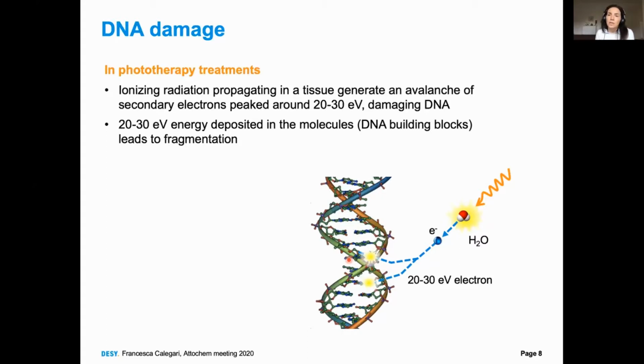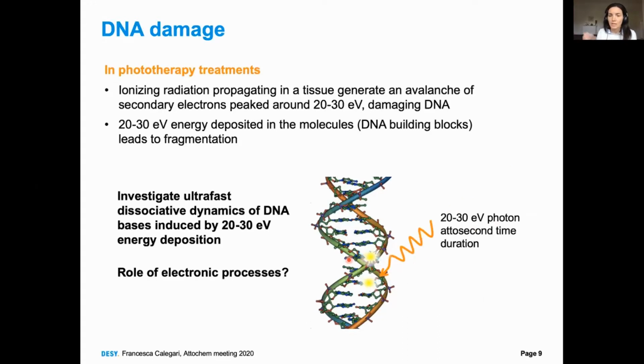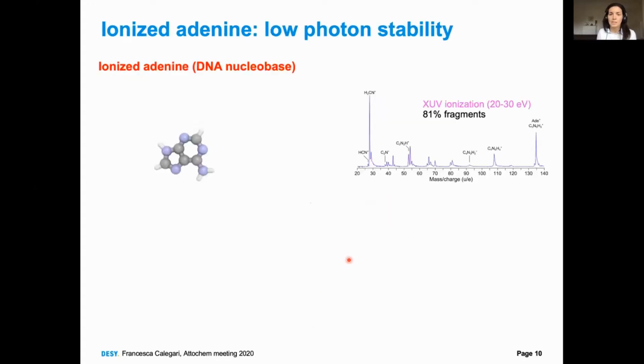These secondary electrons have an energy peaked around 20-30 eV, so the energy range that we can access with our attosecond pulses. Although the investigation of photon absorption and electron attachment are very different, we could investigate the relative stability of the bases in this energy range, and whether any electronic processes occur that might be taken advantage of when interacting with such light pulses. So we were investigating, in this case, more specifically adenine, which is one of the four DNA nucleobases.